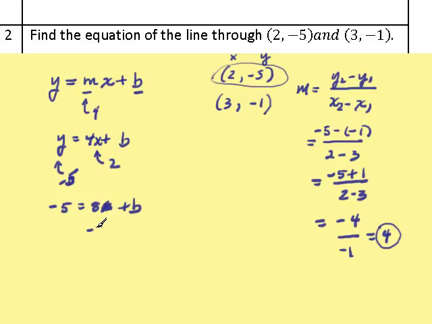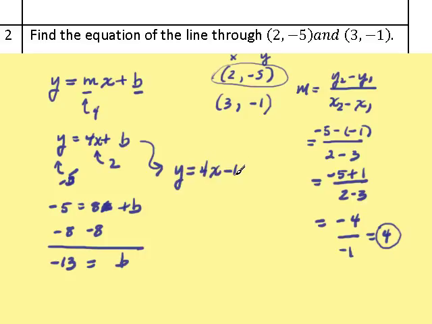Okay, subtract 8 from both sides. And finally we have b is negative 13. So now we're ready to fill in our value for b that we found, and we have our equation y is equal to 4x minus 13.